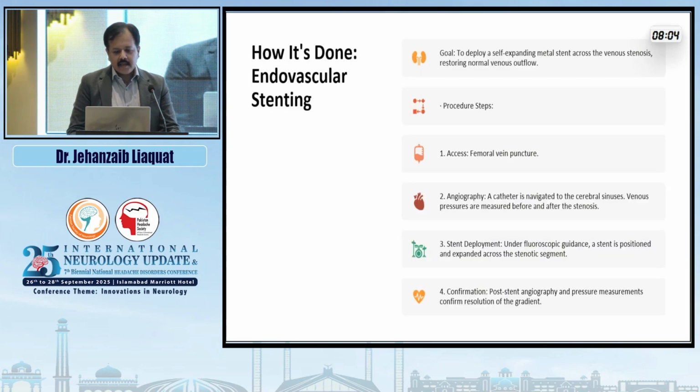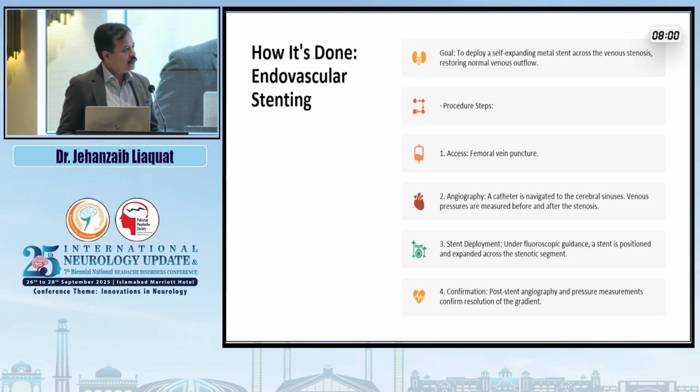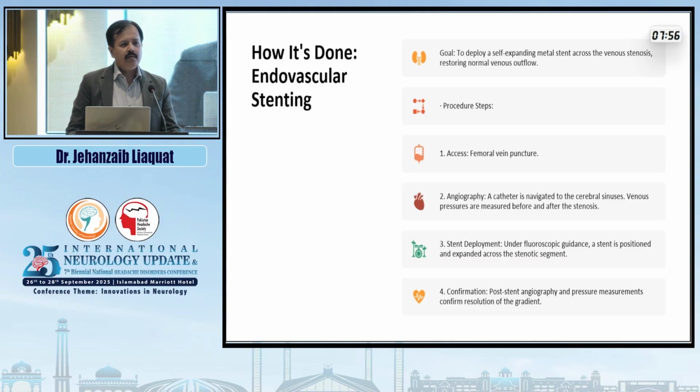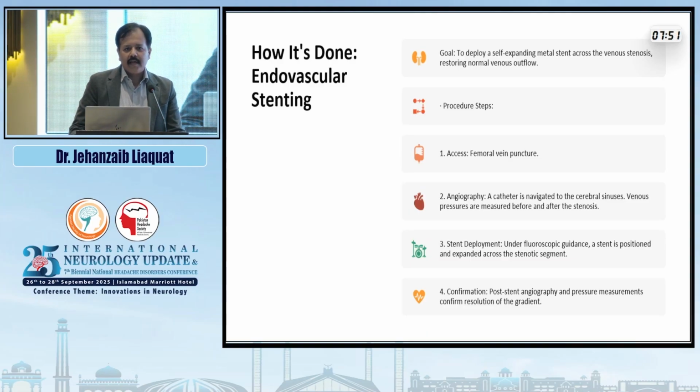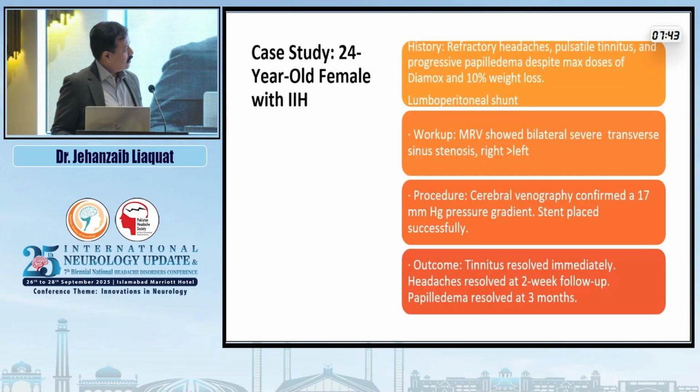So how it is done, obviously, I'll explain this in detail, but we usually have dual access from the femoral artery as well as from the femoral vein. We do a basic angiogram through the internal carotid artery. We localize the stenosis, measure the diameter of the stenosis as well as the gradient across it, and then we pass the stent across it.